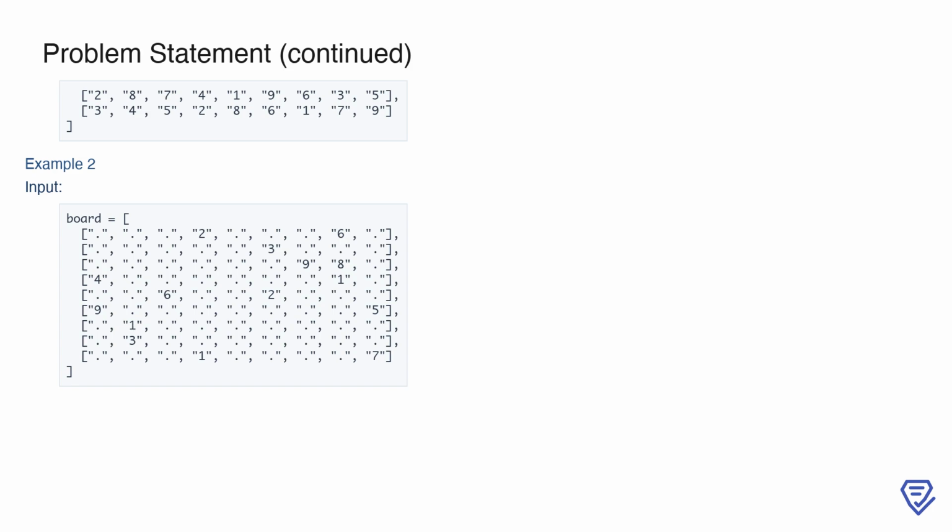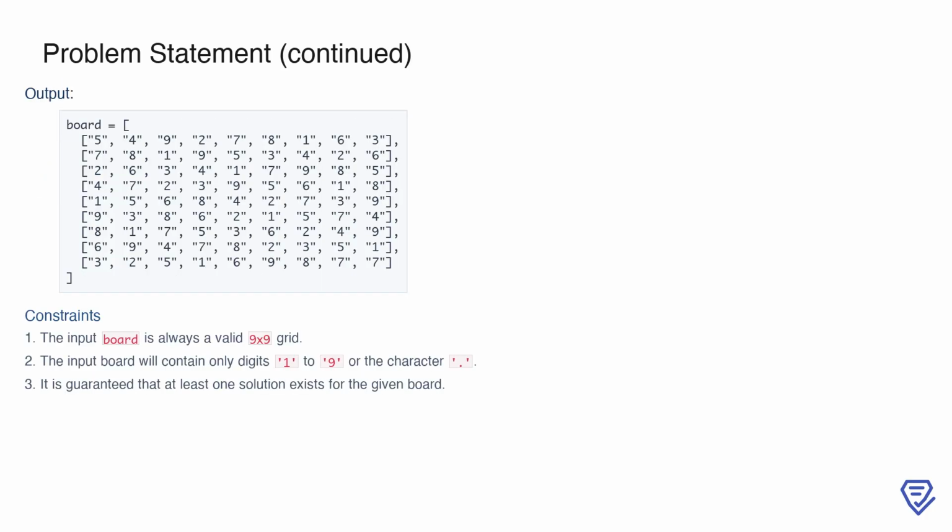In this output, we see the result of solving the second example. The filled board now satisfies all the Sudoku rules, with every row, column, and 3x3 subbox containing unique digits from 1 to 9. For instance, in the first row, the digits 5, 4, 9, 2, 7, 8, 1, 6, and 3 appear exactly once. Similarly, every other row and column in the output follows the same pattern, ensuring a correct solution. This highlights the algorithm's ability to handle even challenging boards with many empty cells, as long as at least one valid solution exists.